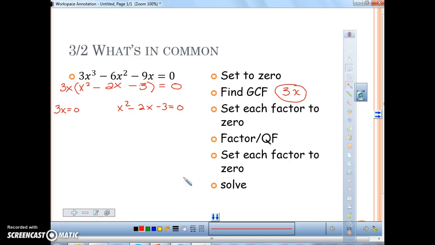So if 3x equals 0, what do you think x would equal? 3 times what gives you 0? 0. So x is 0. Or you could think about dividing by 3. Then over here, now we're back to quadratics that we did last unit. We can diamond. So what would multiply for negative 3 but add for negative 2?